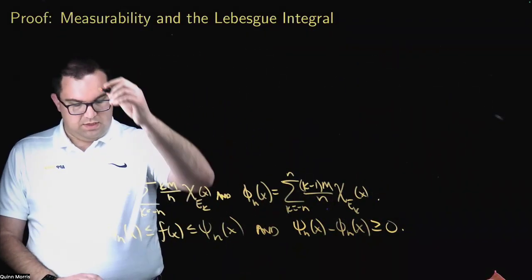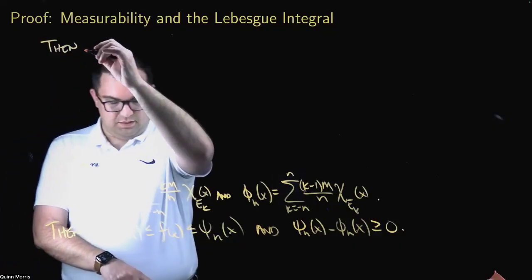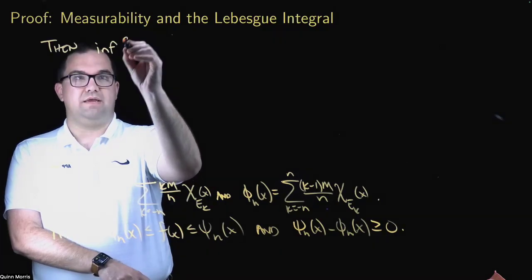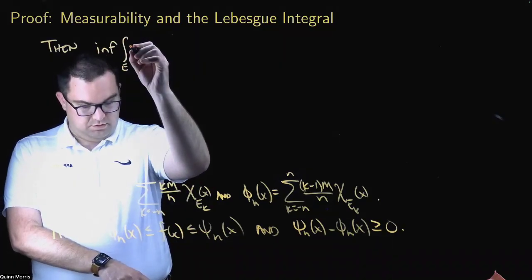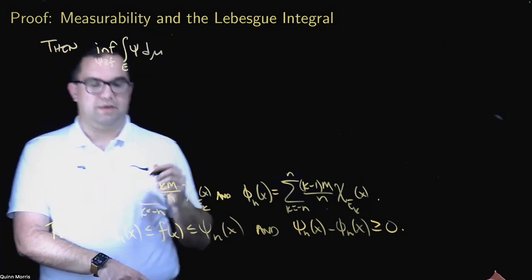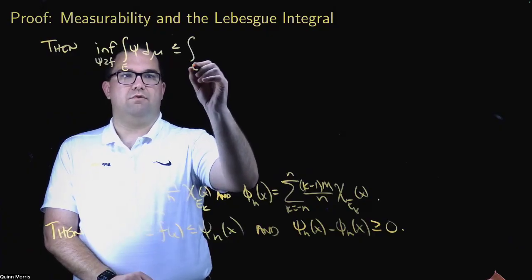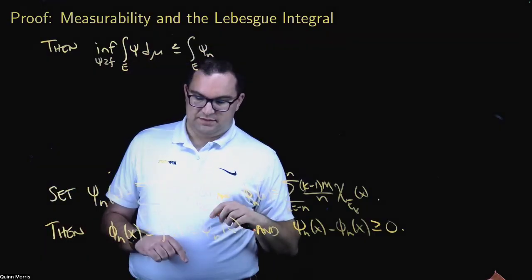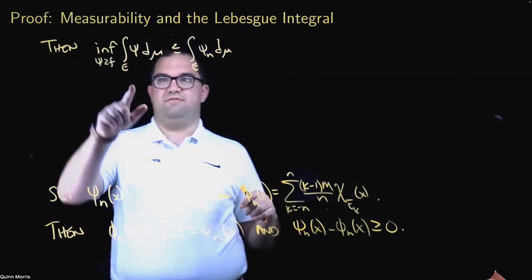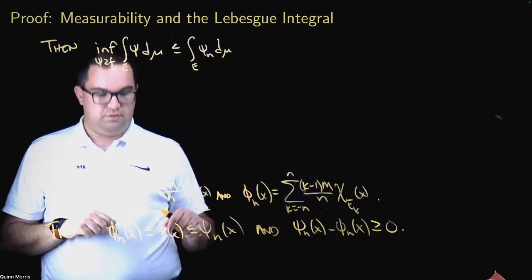Okay, so what happens then if I look at the infimum over all of the integrals of psi d mu, and I look at all psi greater than or equal to f? Well, certainly that must be less than the integral of these psi n's, right? Because these psi n's are particular simple functions that live above f. So I'm taking the infimum over a smaller set, that makes it bigger.